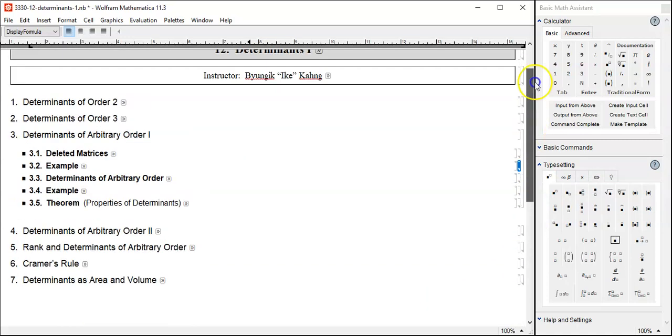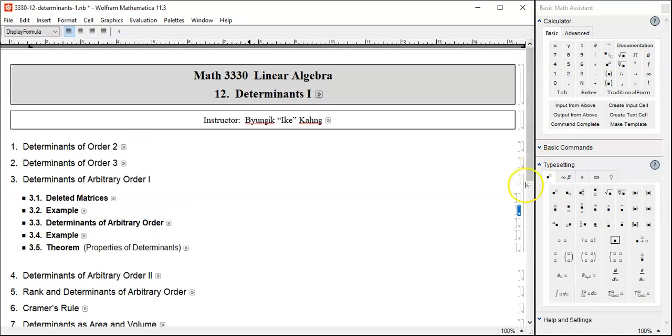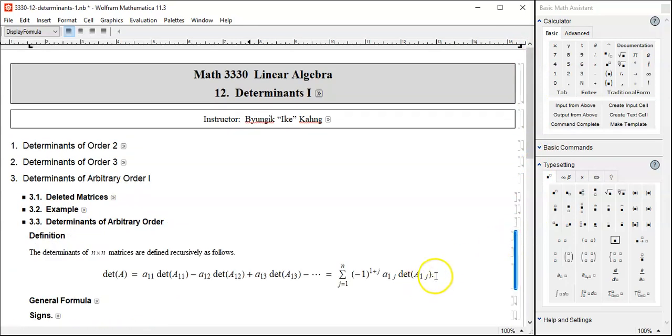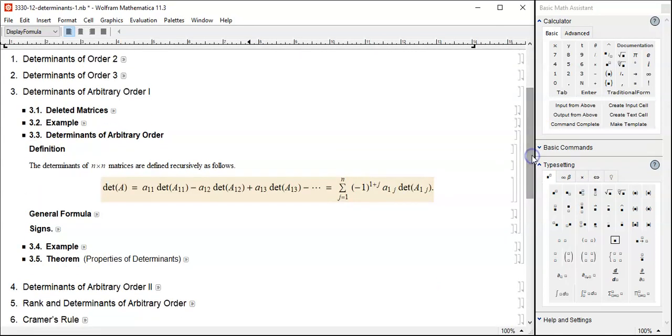Okay, a nice example, and we are ready to define the determinants of arbitrary order. Here we go. Here is the definition. Kind of hard to see, but if you have a determinant, then A11, A12, A13, all these are selected from the first row, and then these are deleted matrices, and this sum with alternating signs is the determinant.